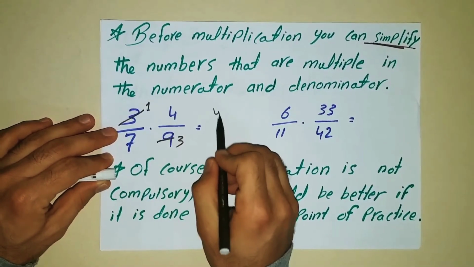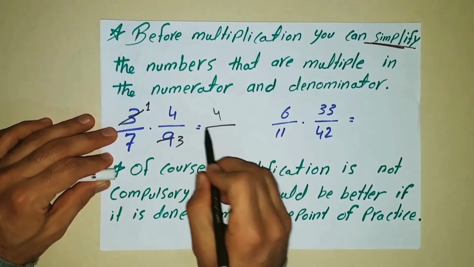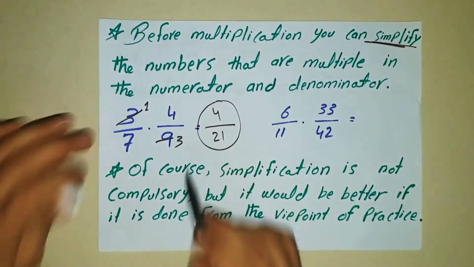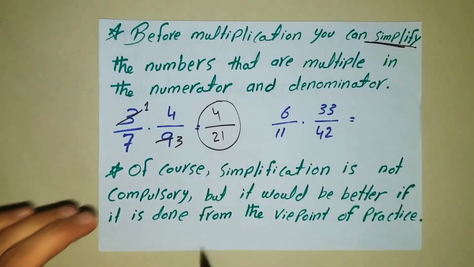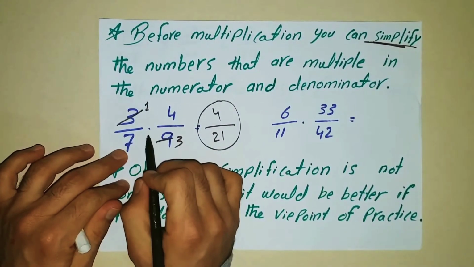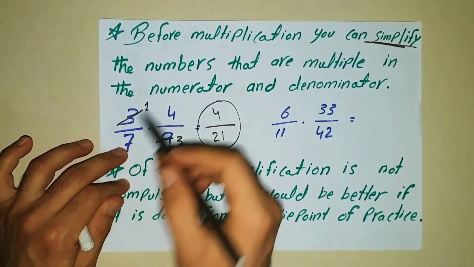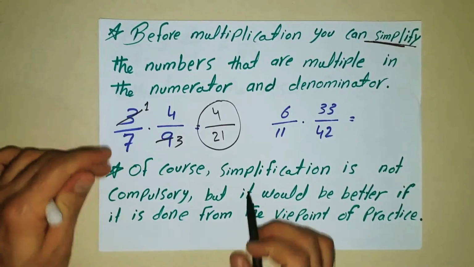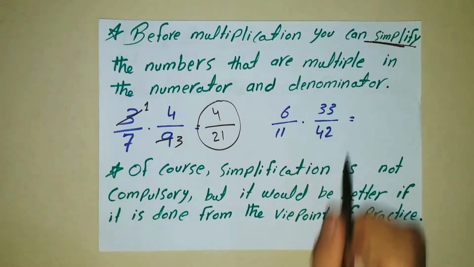4 ones are 4, 7 threes are 21. So our final result is this one. Just put in your mind that if it is addition, we are not going to simplify them. This is in multiplication. So let's come to this question.